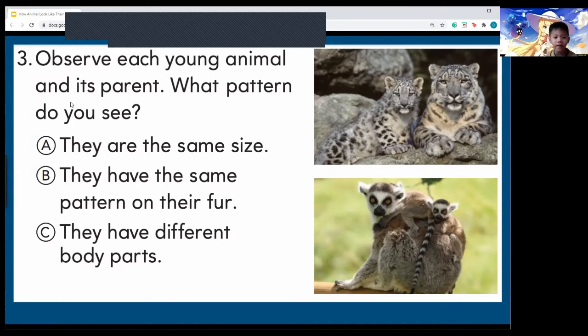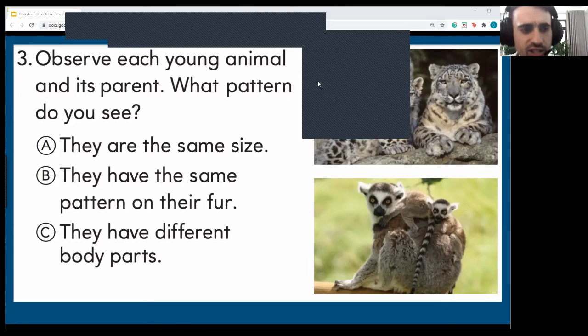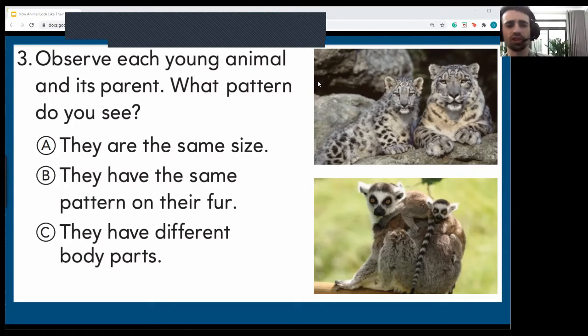Observe. Observe each animal, young animal, and its parents. What parents do you see? Very good. And can you say the word pattern? There you go. What patterns do you guys see? A, they are the same size. B, they have the same pattern on their fur. Or C, they have different body parts. Answer, I'm going to let you write in 3, 2, 1, go. Circle the correct answer.